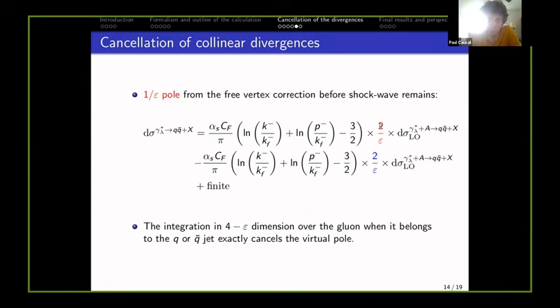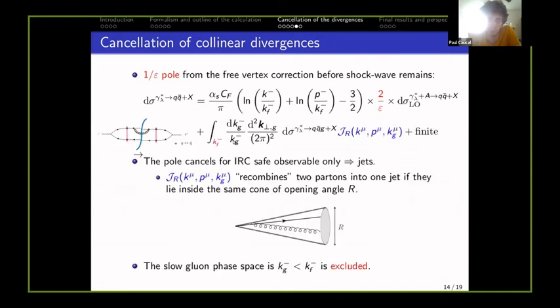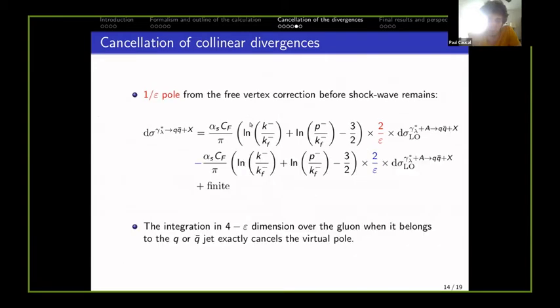One important point is the fact that we need to exclude the phase space with k minus, the longitudinal momentum of the gluon here, below k minus, the factorization scale, because again, it has already been accounted for through the JIMWLK evolution of the LO cross section. So that's why here we have logs of k minus divided by p minus, where k minus is the longitudinal momentum of the quark and p minus the longitudinal momentum of the anti-quark. And the sign here again cancels the pole from the free vertex correction before the shockwave.